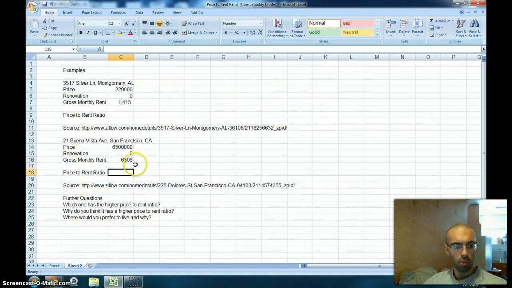So what I'd like to leave you guys off with today are 2 exercises to do. These are actual properties that I saw on Zillow. The first one is one in Montgomery, Alabama, and the second one is one in San Francisco, California. And I'd like you to calculate what the price to rent ratios are for each of these. And all the information you need is right here. And I'll have the answer key in the comments, the description below. And then here's some further questions for you to answer. And I'll have my thoughts on those.